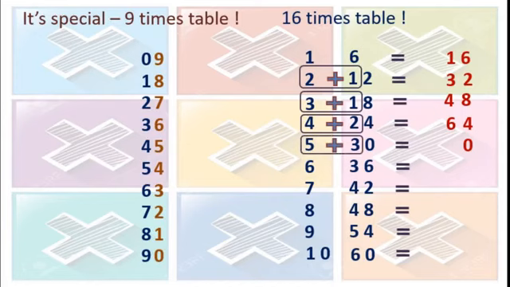16 fives are 80. Now we will write 6 and we will add 6 plus 3. So 6 plus 3 is 9. Here 16 sixes are 96. Now 2 we will write here. Now we will add 7 plus 4. So that is 11. Correct? So 16 sevens are 112. See, I have written 11 here. Now again I will write 8.